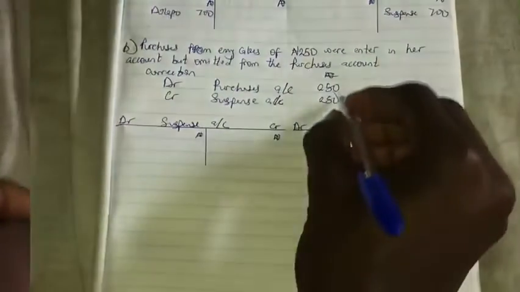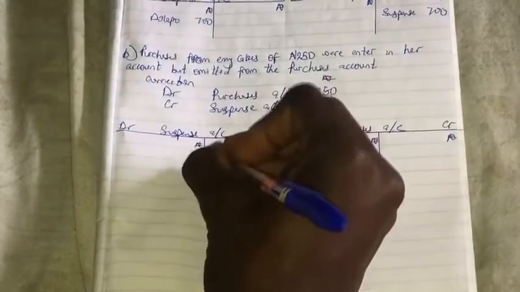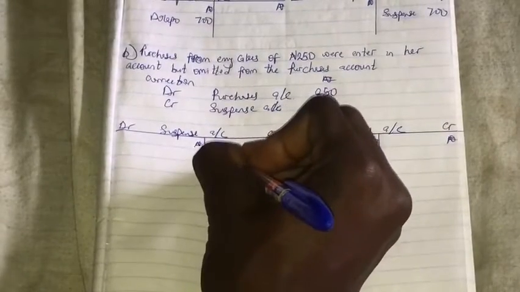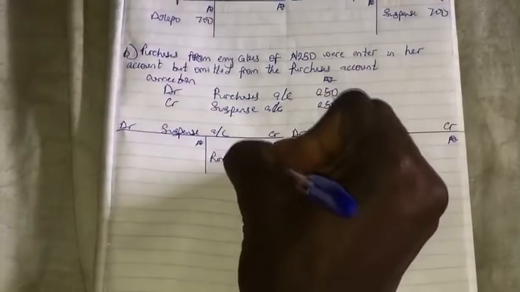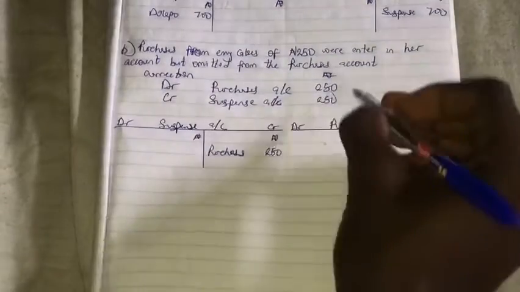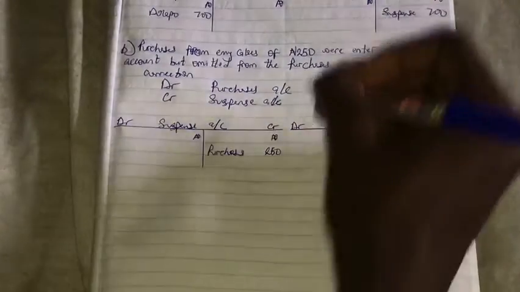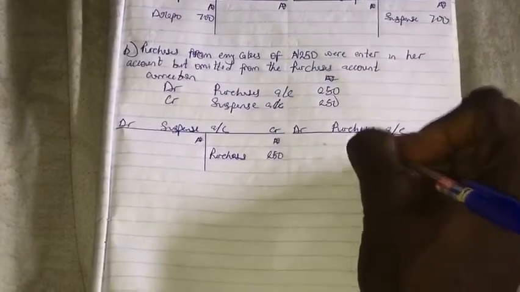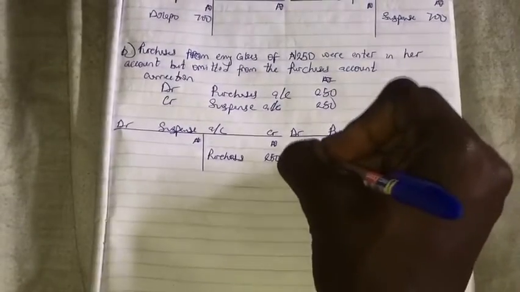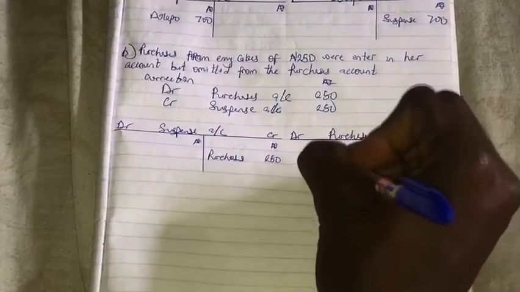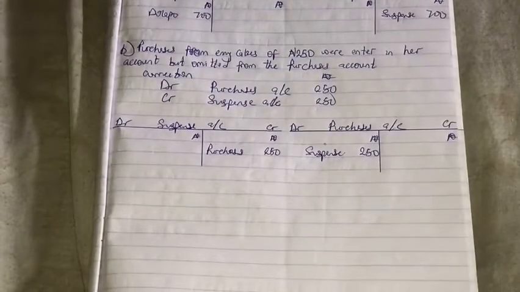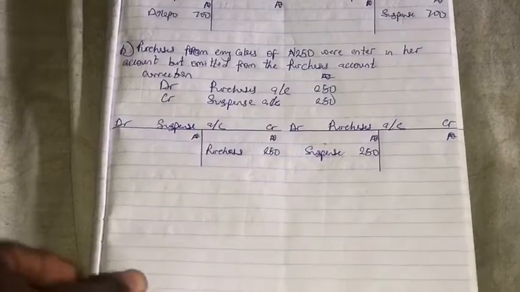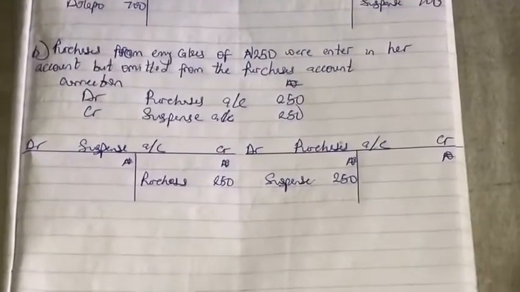You put it in your ledger form. So you credit your suspense account with purchases 250. Then you debit your purchases account. The purchases account always has a debit balance, and that's how to figure out where to post it. Put your suspense. As easy as that. There's no big deal about this.